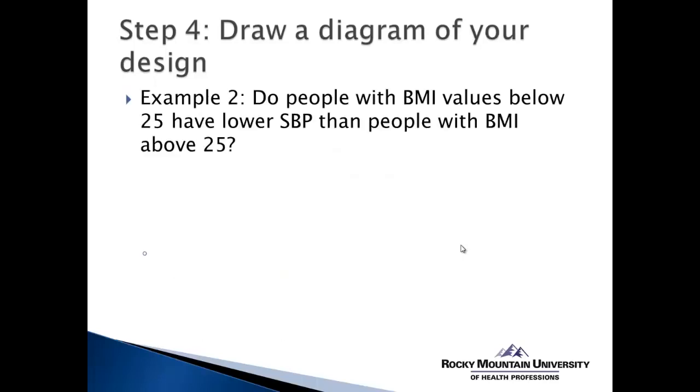Now, another example. Do people with BMI or body mass index values below 25 have lower systolic blood pressure than people with BMIs above 25? So I want to do this comparison between people in one group and people in another group. That sounds like a cause and effect or a group comparison question.